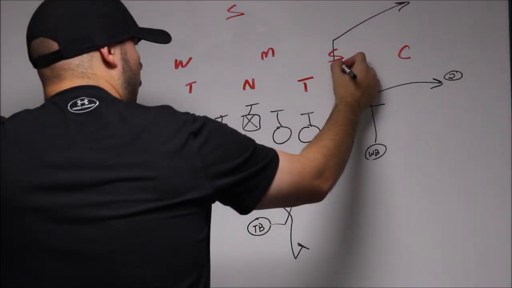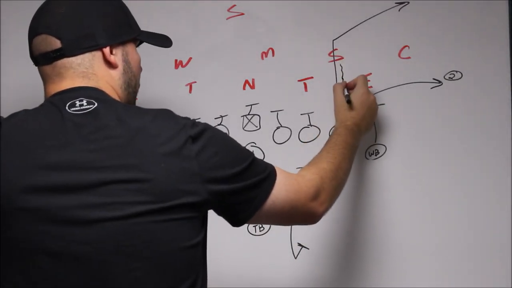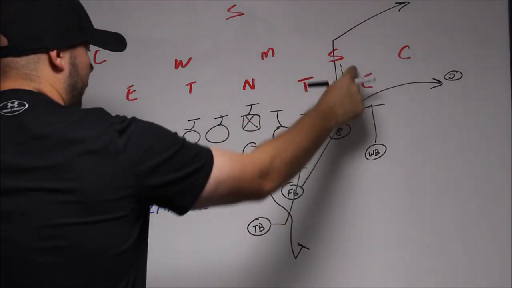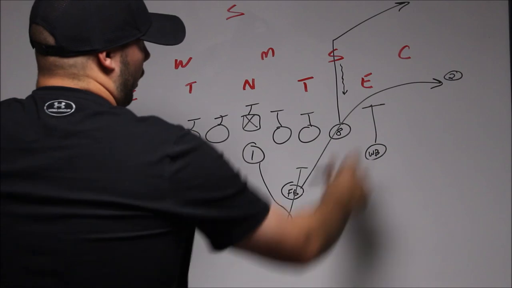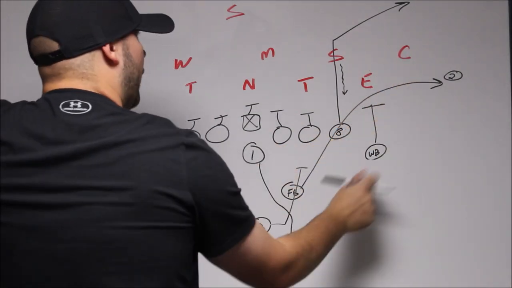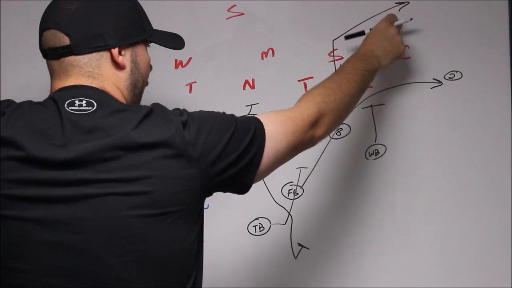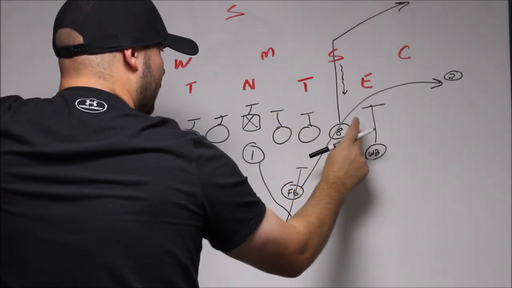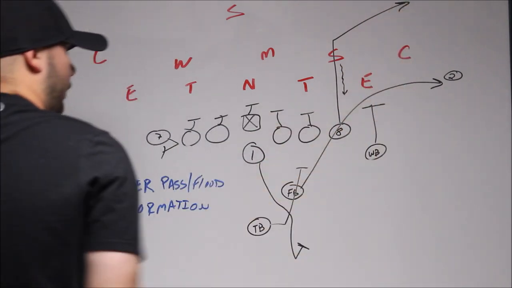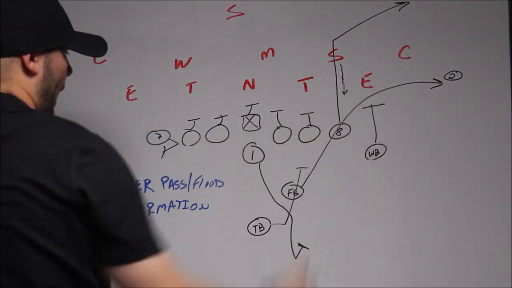Now, this outside backer will probably bite up for run, especially if you gut them with power a couple times. This kid's going to be coming up for run. So that means you're going to read this corner. If he sits or bites on play action, we want to hit this corner, okay? If he's disciplined, watches the 8, okay, and bails back, we could hit the 8 in the flat. The fullback in the flat.